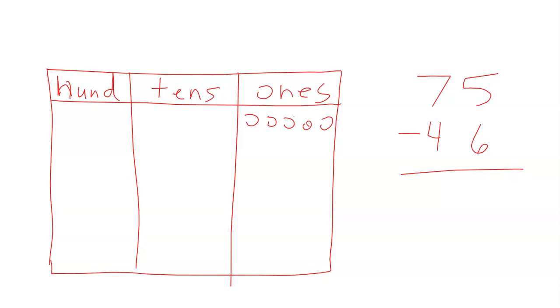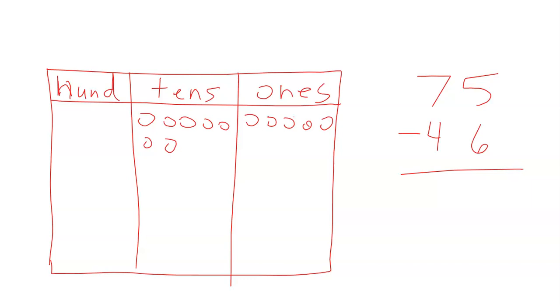So in my place value chart, I want to build 5 at a time. 1, 2, 3, 4, 5. And then 2 more. I'm going to start a new row. And there we go. Okay? So I have 7 tens and 5 ones, which represents 75.